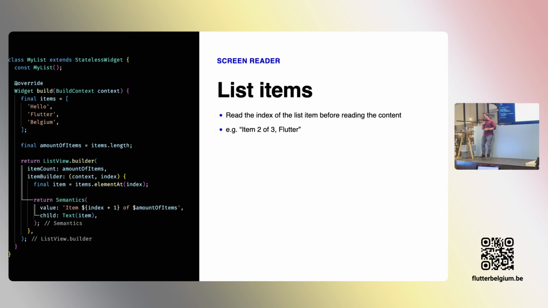Then list items. I have a very simple list here. And by default, the screen reader would be able to go over all the items. So it would be able to say, hello, Flutter Belgium. But a user would also like to know what index they're currently on and how many items there are in total. So something you could do is mark every item in the list, wrap it again with a semantics widget and give it a value. You can use index + 1 because, of course, we start at 0. Programmers know that. We should do +1 because that's more clear for the user. And then you can just use the amount of items. Now, for example, you can say item 2 of 3, Flutter.